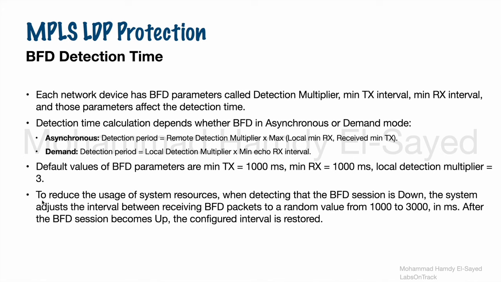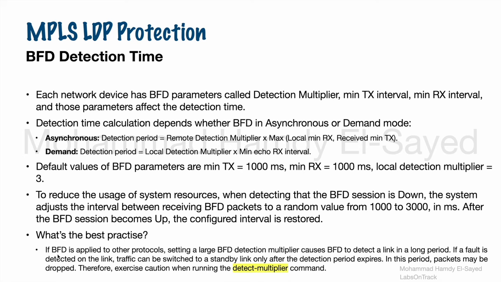We have to mention that, to reduce the usage of system resources when detecting that the BFD session is down, the system locally on the router adjusts the interval between receiving BFD packets to a random value from 1000 to 3000 milliseconds. If we configure the local minimum RX interval to be 100 milliseconds, for example, this value would be adjusted to a random value from 1000 to 3000 milliseconds. This is to reduce the usage of system resources. After the BFD session becomes up, the configured interval is restored back to 100 milliseconds if it's configured as 100 milliseconds.